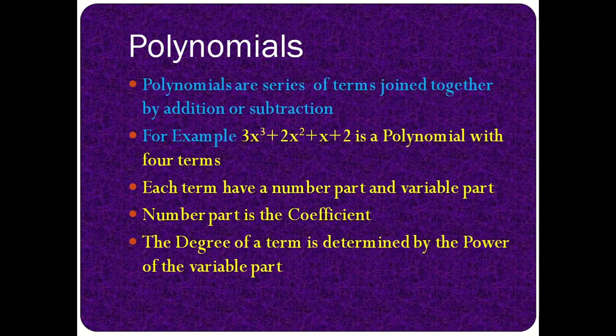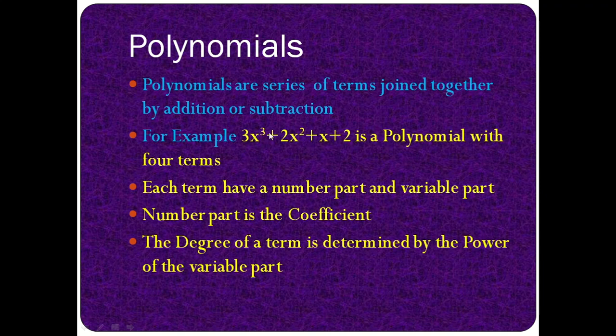Polynomials are series of terms joined together. So we are joining a number of terms together to form a polynomial. So what is an algebraic term? For example, 3x square is an algebraic term. So we are joining these terms together, then we are getting a polynomial. For example, 3x cube plus 2x square plus x plus 2 is a polynomial. So this is a polynomial with 1, 2, 3, 4 terms.